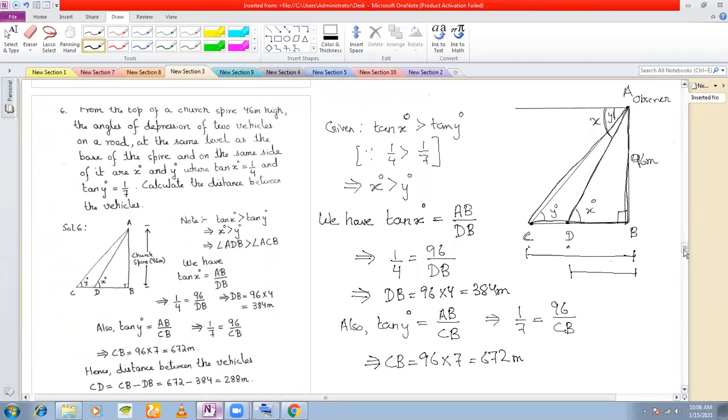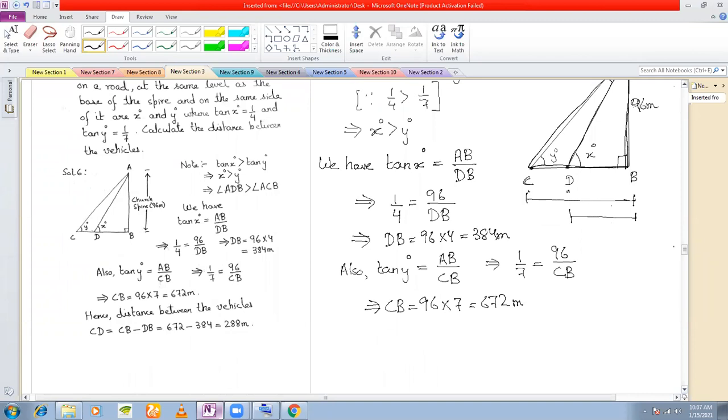So therefore, what should be the distance between the vehicles, CD? It should be CB minus DB. Hence, distance between the vehicles CD is equal to CB minus DB.